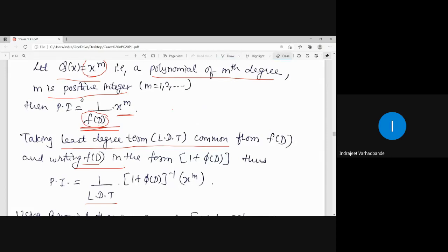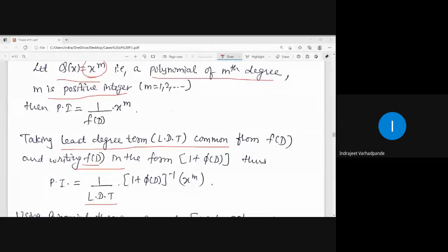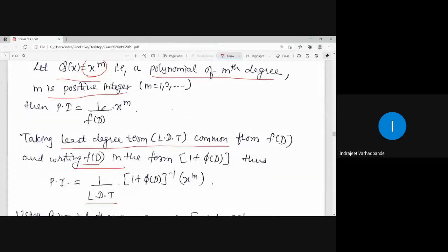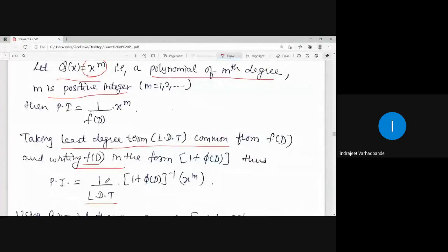Note down these things properly. Lowest degree term outside, or least degree term outside. So PI is 1 upon f of D to be multiplied by x to the power m. Take the least degree term outside, common from f of D, writing this f of D in the form 1 plus phi of D. Thus PI is equal to 1 upon the lowest degree term multiplied by 1 plus phi of D to the power minus 1, operated on x to the power m.